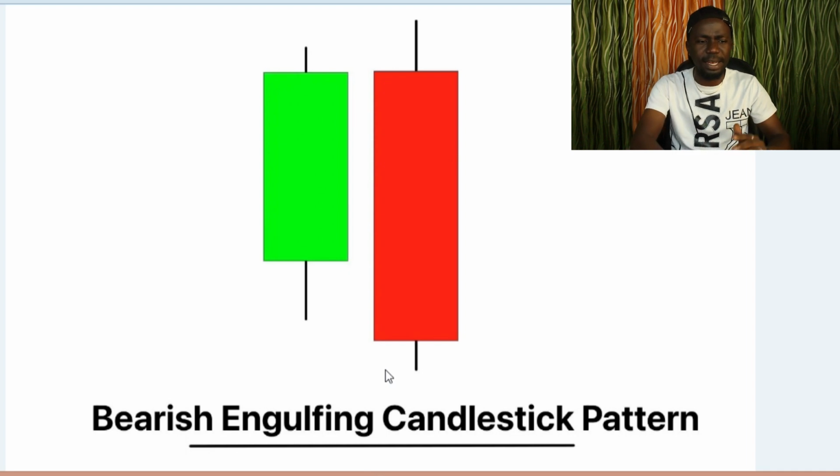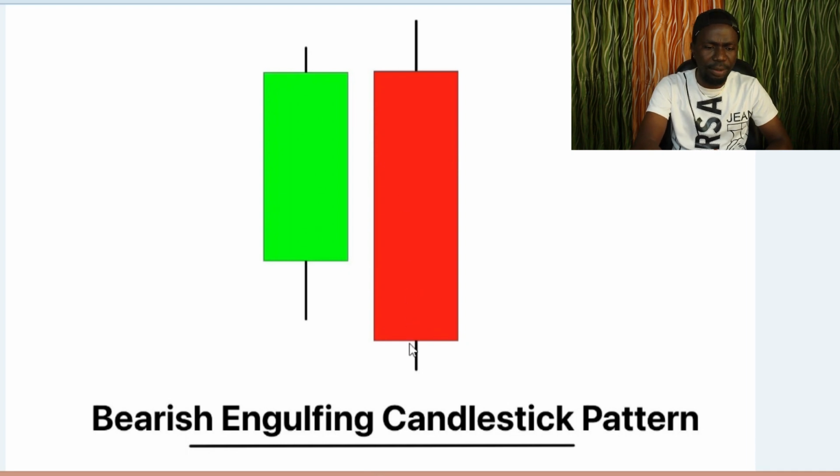So once you identify this bearish engulfing pattern at a resistance level during an uptrend, it tells you that the sellers have stepped into the market and they are going to push the price down. So you simply wait for this red candlestick to close.